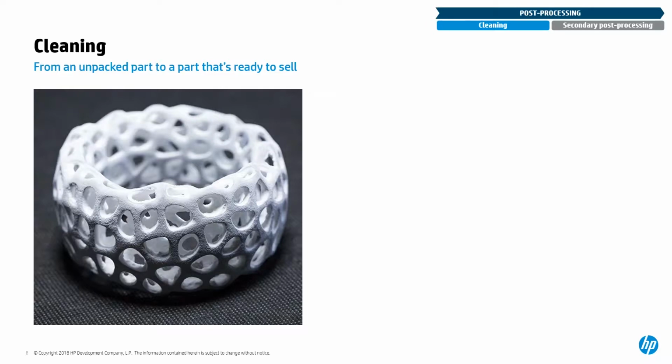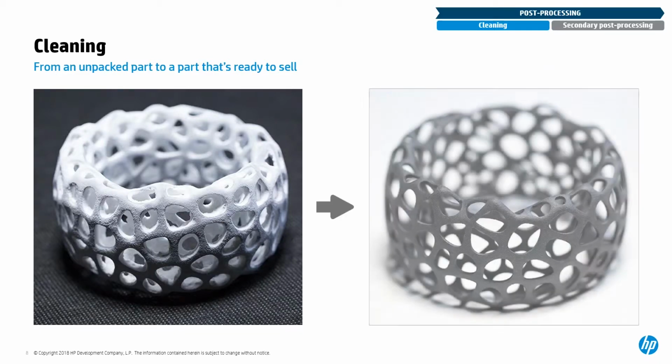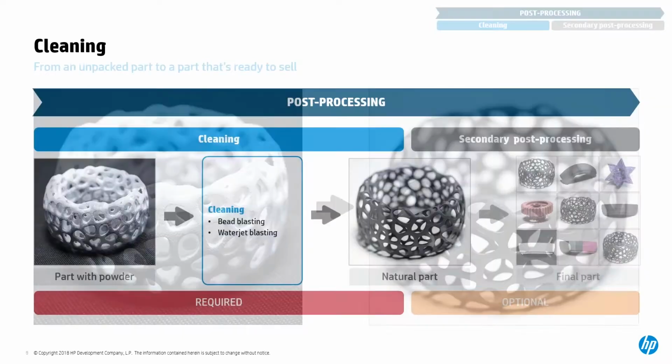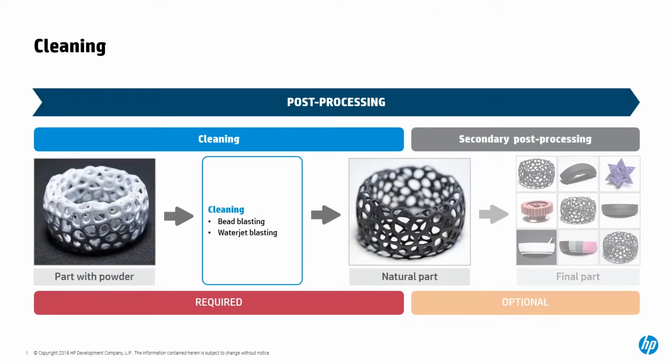As you all may know, when you unpack a part, there's still some powder that is attached to it. So to completely remove it, there are different options that could be applied. The most common cleaning option is bead blasting, which is the HP recommended process for general purposes. However, there is also the possibility of cleaning the parts using water jet blasting.